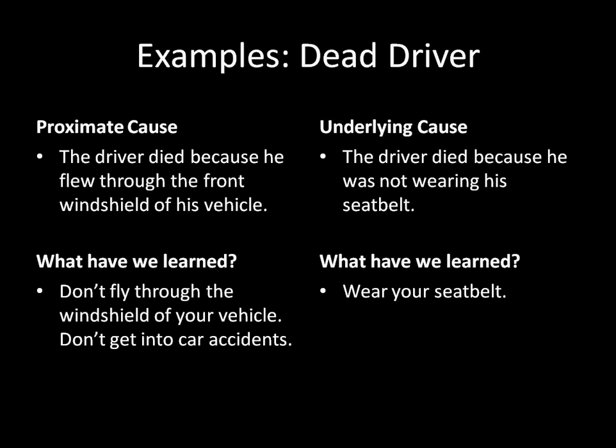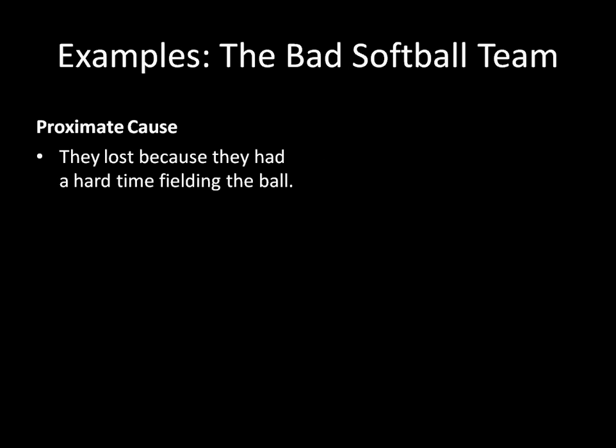On the other hand, the underlying cause tells us something much more important. We actually learned something valuable here, and that's just to wear your damn seatbelt. If you wear your seatbelt, you're going to be fine if you get into a car accident. The car accident's unavoidable, but you can control wearing your seatbelt, and so you should be wearing your seatbelt so you avoid getting ejected out of your front seat. Let's turn to another example here.